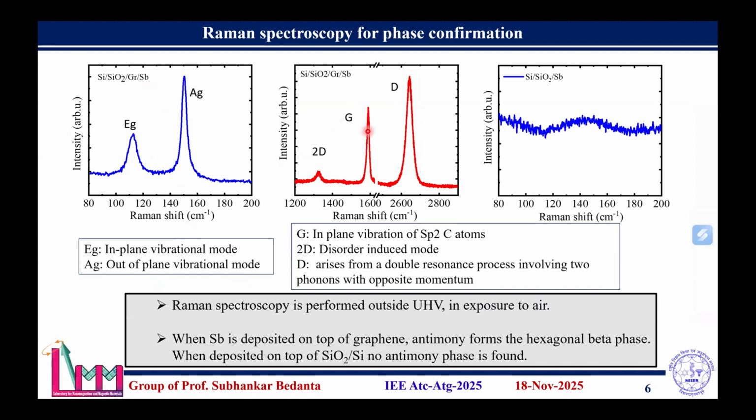Then in figure 2, these 2D, G, and D bands represent various modes for graphene, and the intensity of the G and D bands tells that it is a monolayer graphene. And in figure 3, we have shown the Raman spectrum when antimony is directly deposited on top of silicon substrate, and you can see there are no Raman peaks. So this tells that when Sb is deposited on top of graphene only, we are stabilizing the beta phase. So from here, we are confirmed that we have the beta phase of antimony in sample 4.